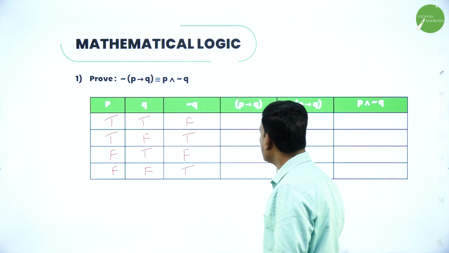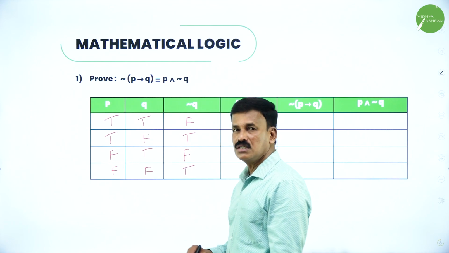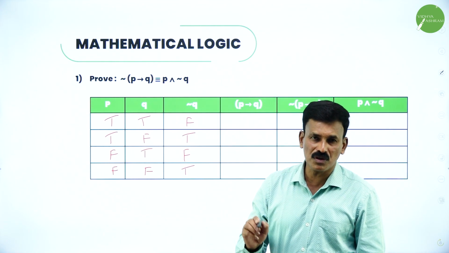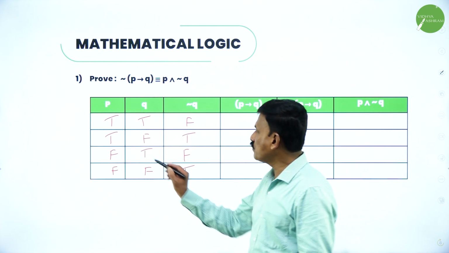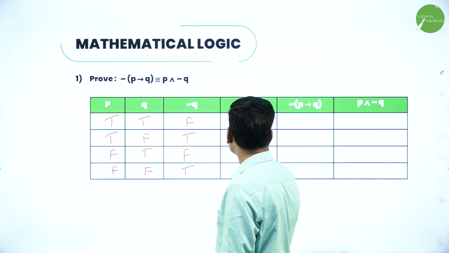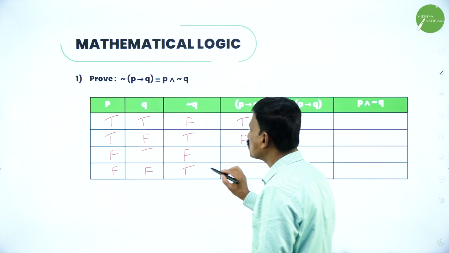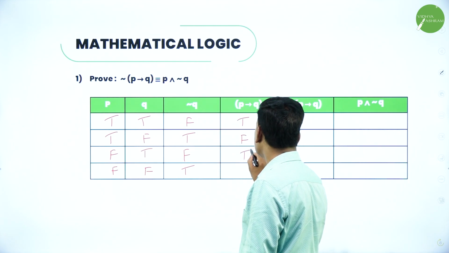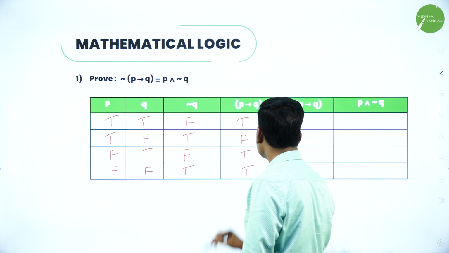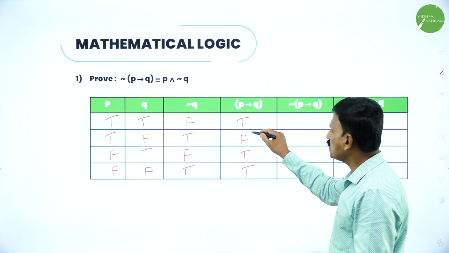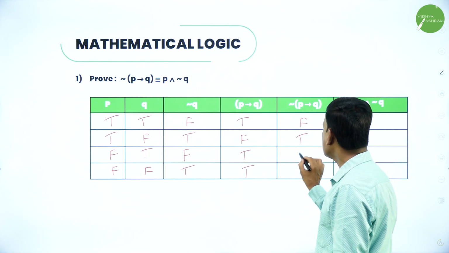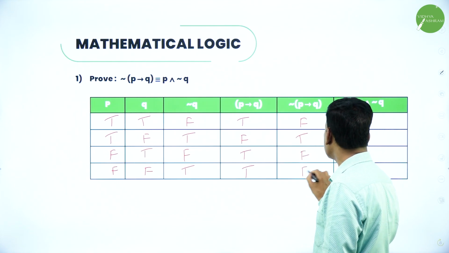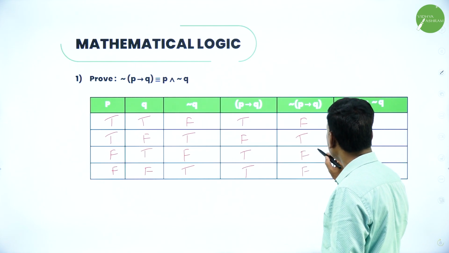Now, write down the conditional for these two. What is the conditional statement? If true and false is there, then it is false. In all other cases it is true. So, true and true is true. True and false is false. False and true is also true. False and false is also true. Now, the negation of this conditional. Negation of T is F, of F is T, of T is F, of T is F. So F, T, F, F.